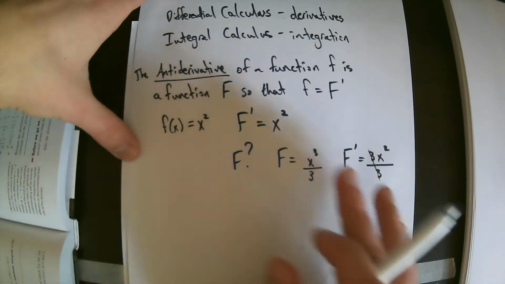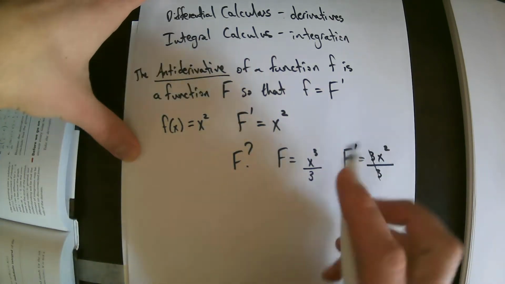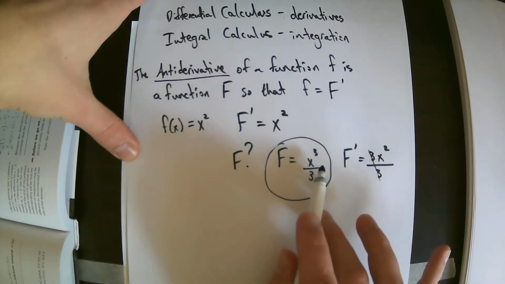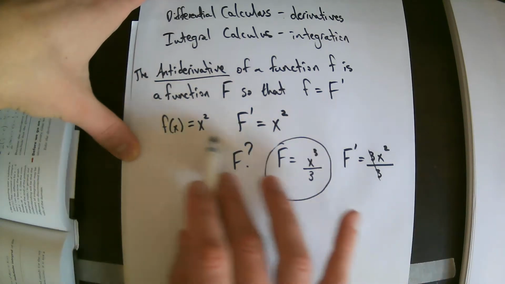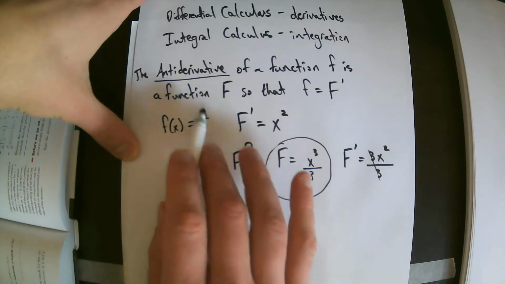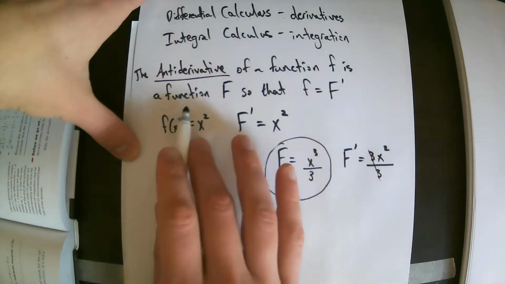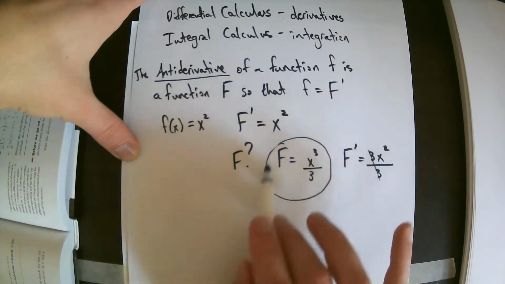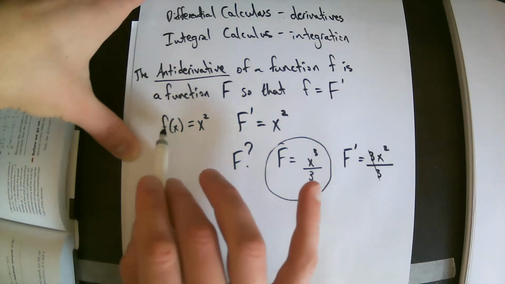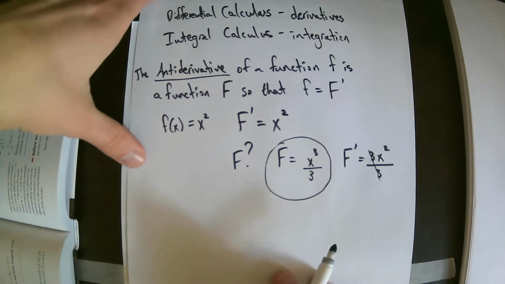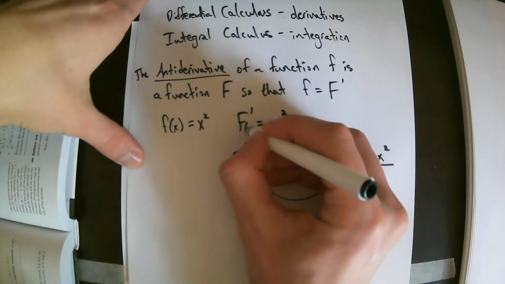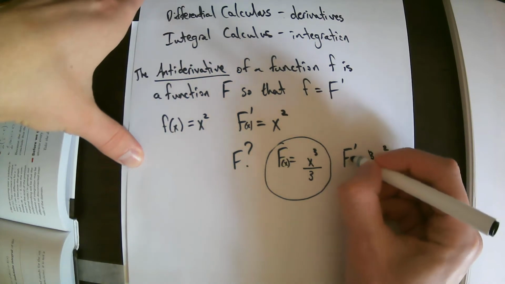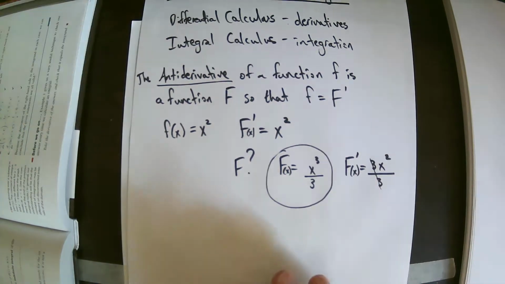So this is what an antiderivative is. It's a function so that when you take the derivative of it, it's equal to the original function. The antiderivative of the original function is some other function so that when you take the derivative of the other function, you get the original function. And by the way, all of these are functions of x. I just suppressed that notation, but all of these are functions of x.